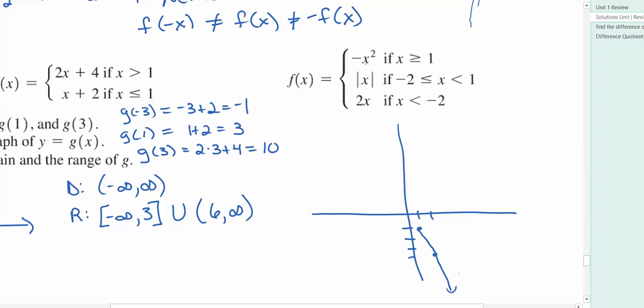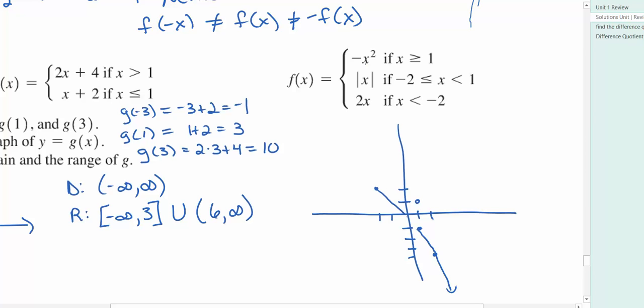Now, between negative 2 and 1, not including 1, you have the V, or the absolute value function. If you were to plug 1 in, this is where your open circle will be, you would get 1. So we have an open circle at (1, 1). And now if we plug negative 2 in, we would get positive 2. And those are the endpoints of the part of the V that we're going to use. So you do it like that.